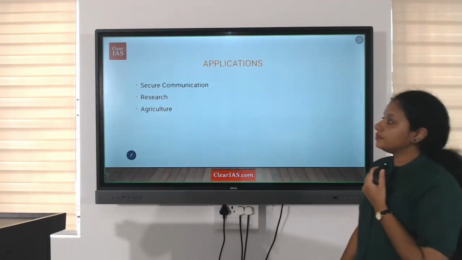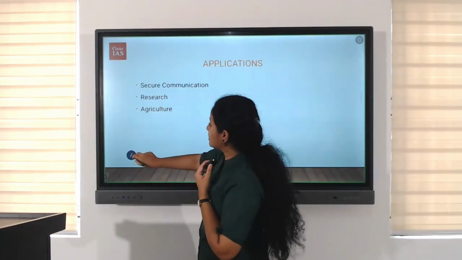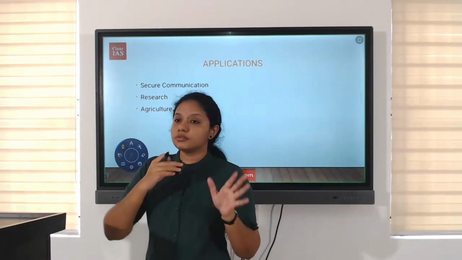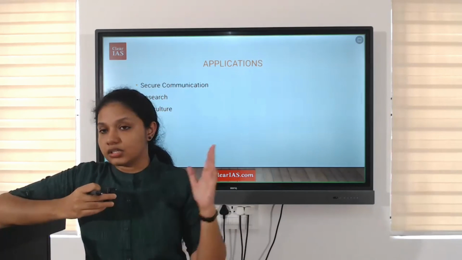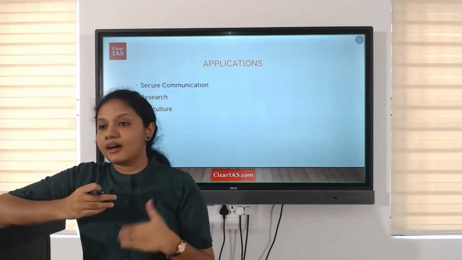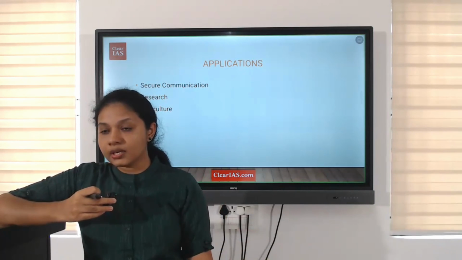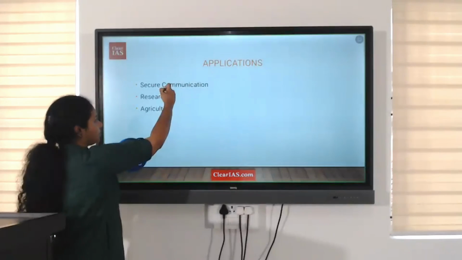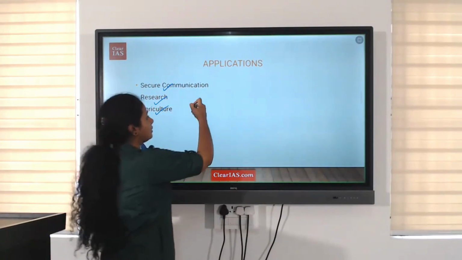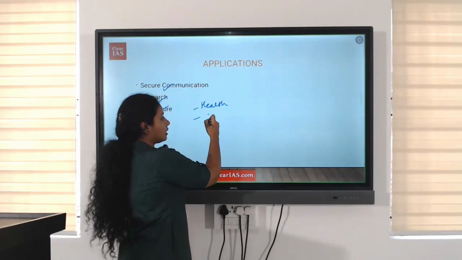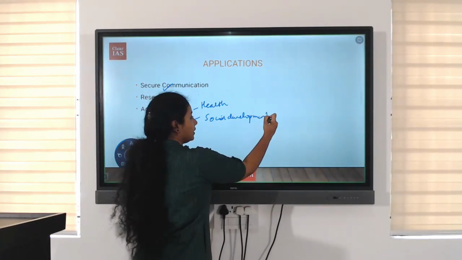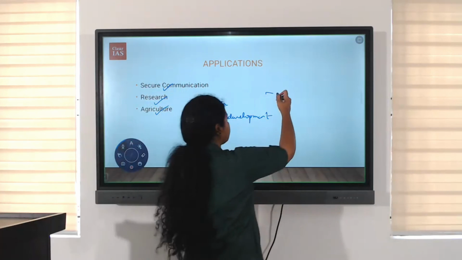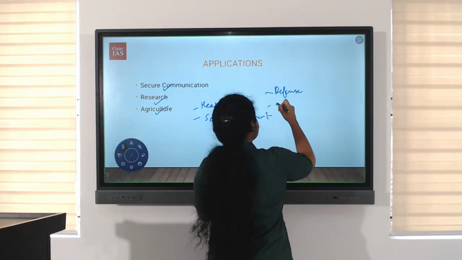Clear? So, applications. I have just listed some of the applications. The first thing you want to know is that if it is a communication or an emerging technology topic, it will have a wider arena of applications. I just listed two or three. I listed secure communication, research, agriculture. You can list health, even social development. Then what else? Yes, defense purposes, to improve efficiency.